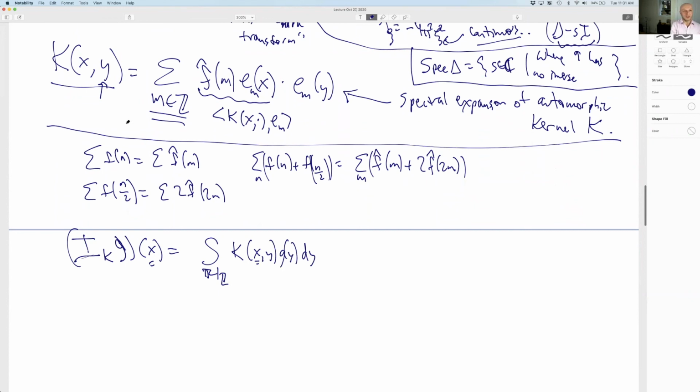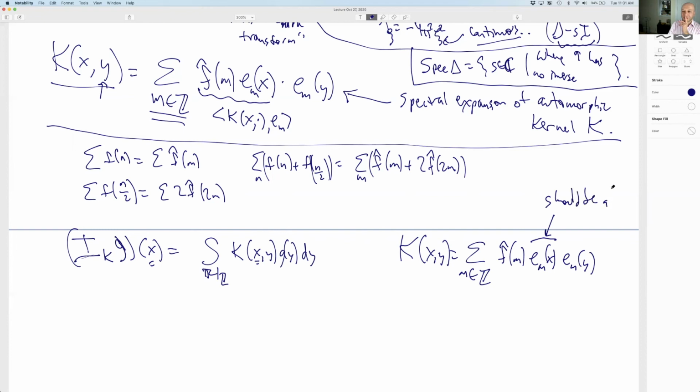We have given a spectral expansion of k. So the spectral expansion is that k of xy is a sum over m. We computed these Fourier coefficients, and we got them to be f hat m. I really want this to be an m bar somewhere. I dropped a bar somewhere. Let me just put it there. There should be a bar. Let me leave that as a question mark. Maybe not. So here's what I want to do.